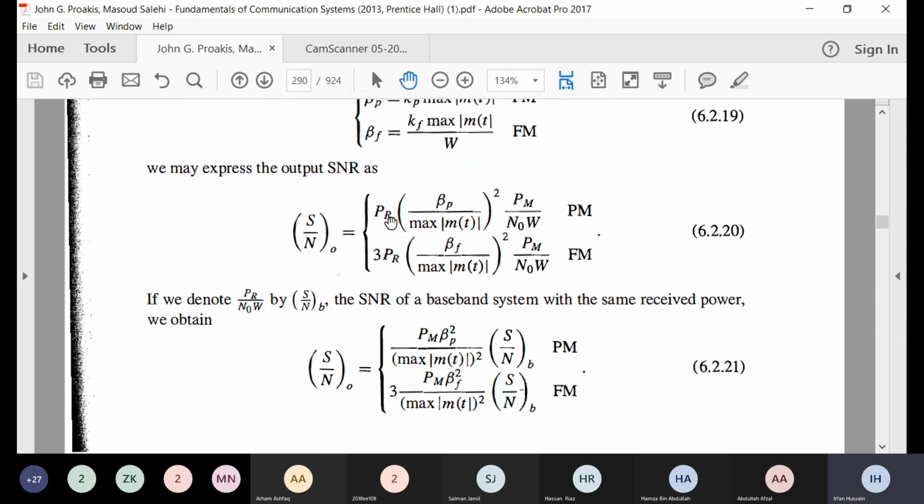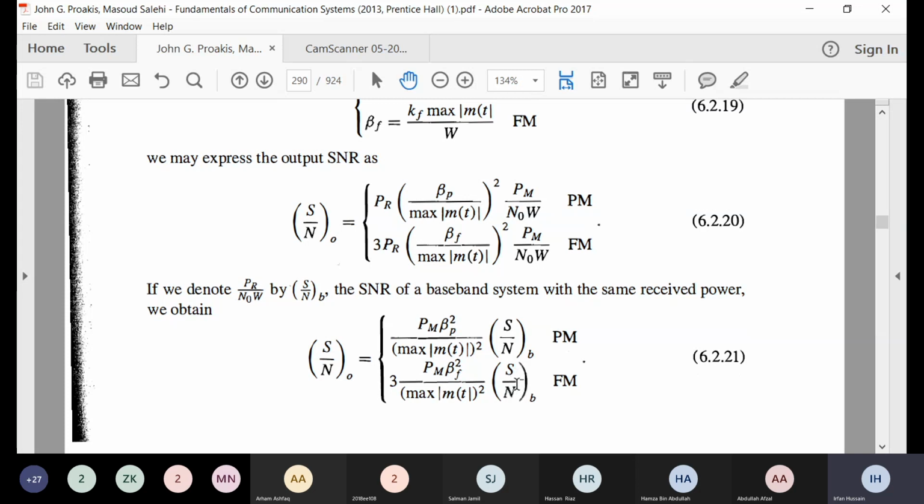Here you can also say that PR over N0 W, we know this is the signal to noise ratio of a baseband system. We have studied a baseband system in which there is no modulation and demodulation. Signal is just sent over the baseband and is received at the same baseband. So I just write PR over N0 W as the signal to noise ratio at the baseband, so I can compare my output signal to noise ratio with the signal to noise ratio at the baseband, as we have compared this in terms of AM modulation, amplitude modulation systems.